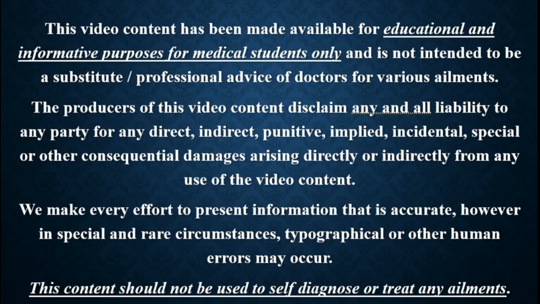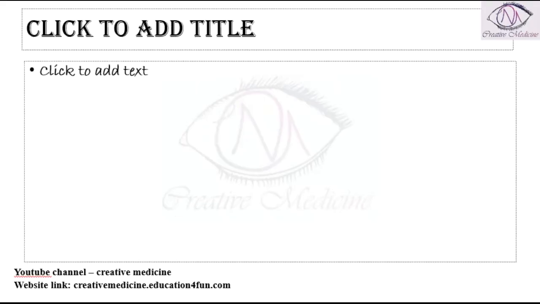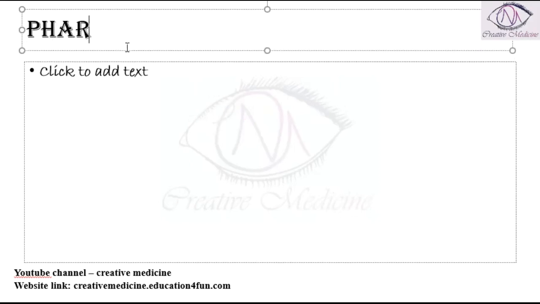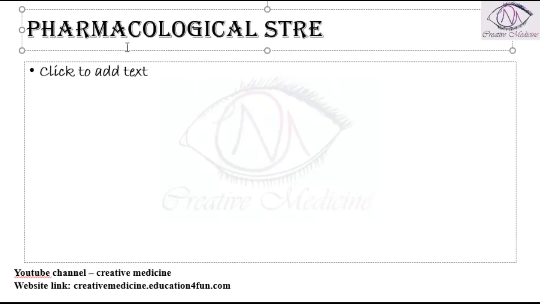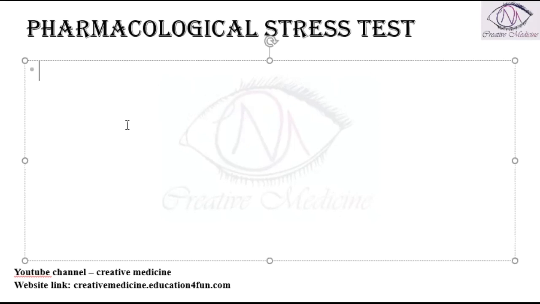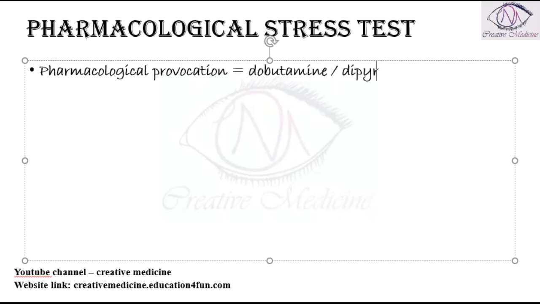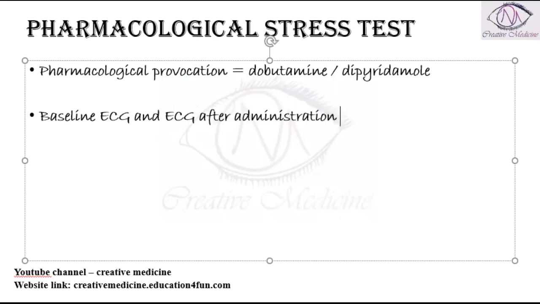In this lecture, we will learn about the pharmacological stress test. In a pharmacological stress test, we give a pharmacological provocation. Either dobutamine or dipyridamole is given to the patient. First the baseline ECG is taken, and we also take the ECG after administration of the drug. Now the difference in the ECG is found out.